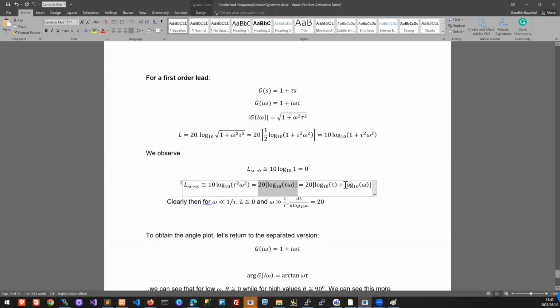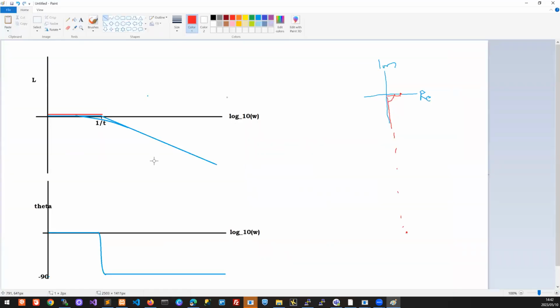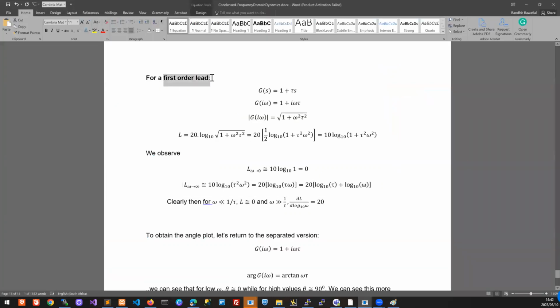And then again, our x-axis has that function. So the gradient is a plus 20 this time. So before we had a gradient of minus 20. So in effect, we have the mirror image here. So we've got a plus 20 as our gradient this time. Right, so that's how we draw L for the first order lead.